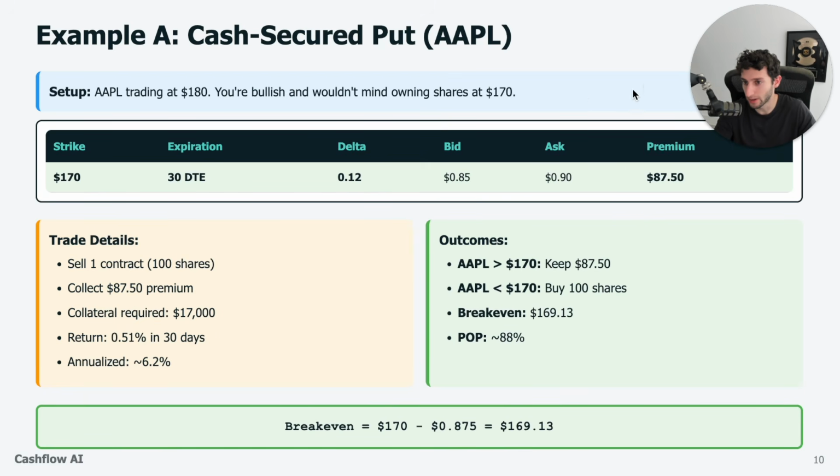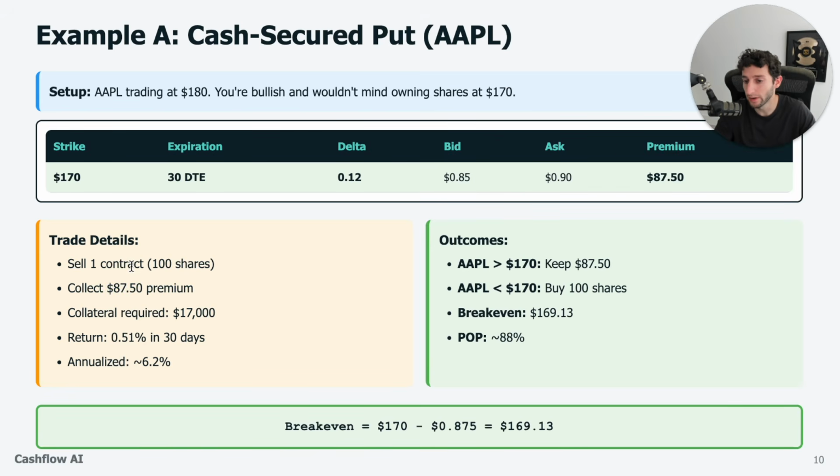So let's take a quick example on Apple, and I'll go in the charts and show you in a second. But let's say Apple's trading at 180, you're bullish, and you say, I like Apple long term, and if it drops to 170, I'd be a buyer. I like it long term, I'd hold it there. So instead of just buying right there at 180, what you could do is sell a put at the 170 strike price. And let's say it's 30 days out, and let's say you get it for about $87.50, right? So you're going to collect $87.50 premium.